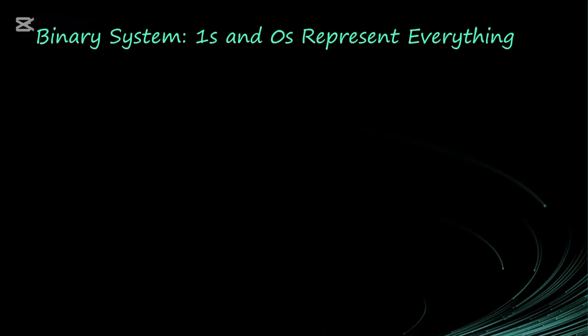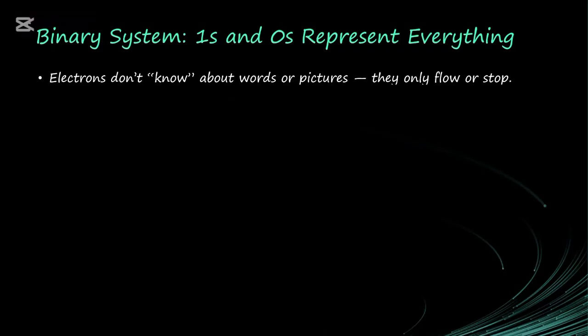Okay. So now the binary system, ones and zeros. Electrons don't know about words or pictures. They only flow or stop. Electrons are either flowing or they are not flowing. When they are flowing, they give us 1. When they are not flowing, they give us 0. So that is the zeros and ones. This is the basis of computing. Electrons don't know whether you have an image or a video. All your videos, all your data, are stored in zeros and ones.